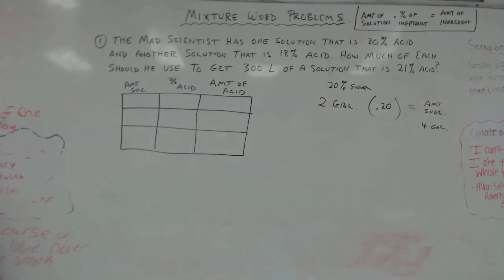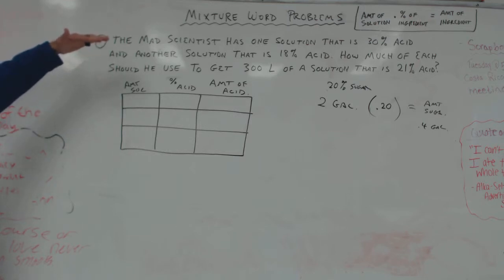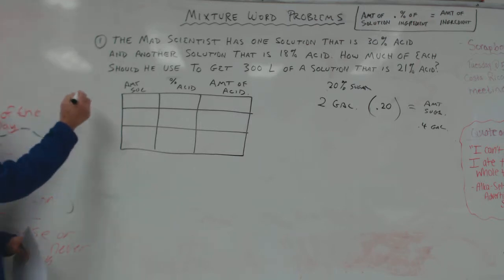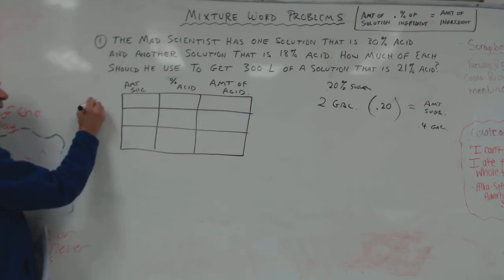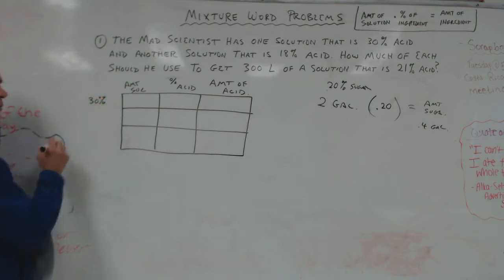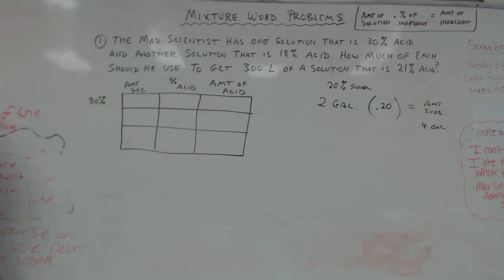Let's just look at this. A mad scientist has one solution that's 30% acid. So my first solution is 30% acid, and I'm going to write 30% there. That's the 30% solution. You're going to have to write this down. You can't do this without writing it down.